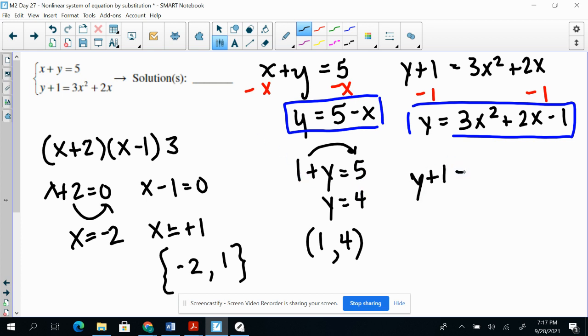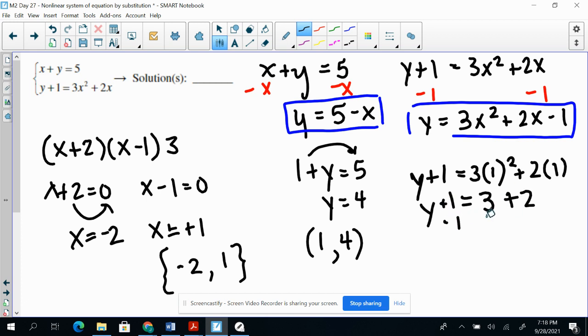So y plus 1 equals 3 times the square of 1 plus 2 times 1. And 1 times 1 is 1. So this is 3 times 1, which is 3, plus 2, which is 5. So y plus 1 equals 5, and we're going to subtract 1 from both sides. So y is going to give us 4 in the second one as well. So we know we did it right.